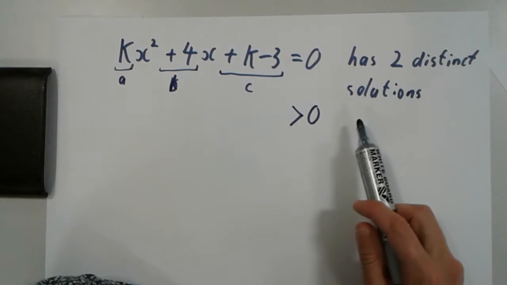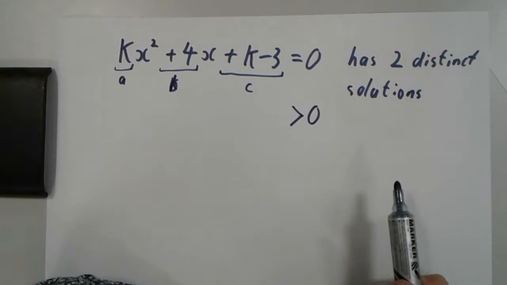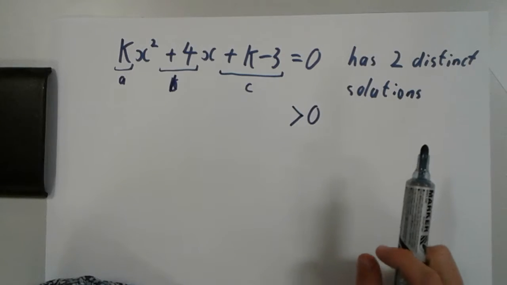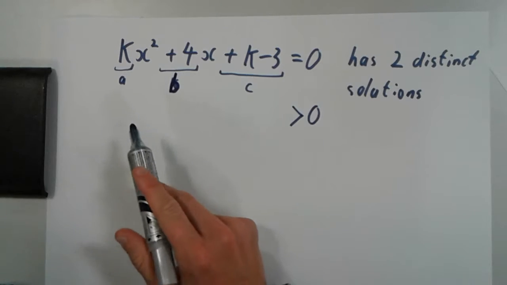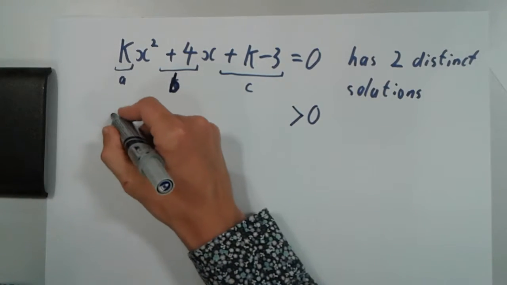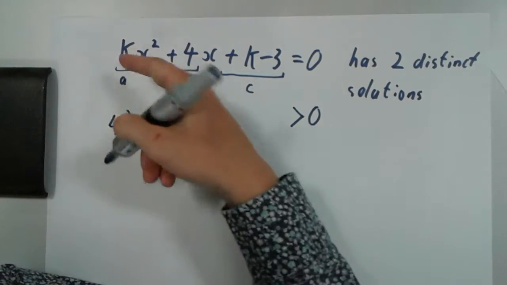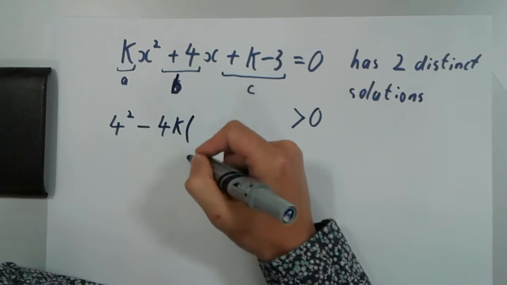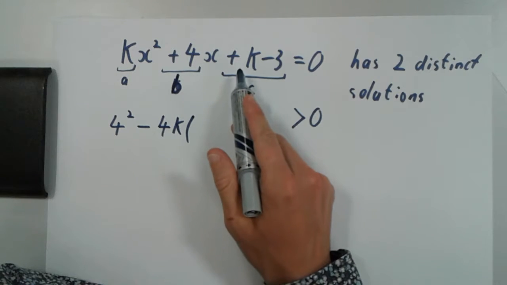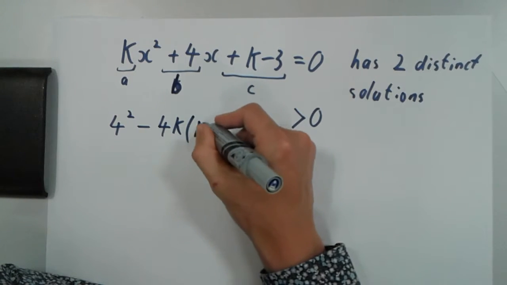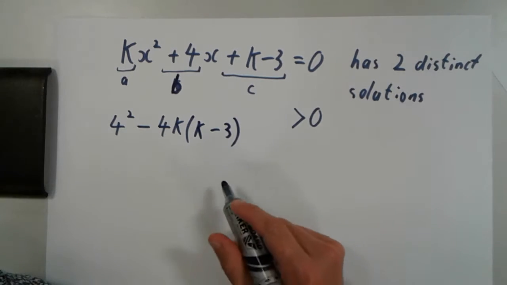Remember, if it equals 0, our equation has repeated roots, or one solution, and if it's less than 0, then our quadratic would have no real solutions. Just tidy up that b, sorry. Okay, so if we plug in our discriminant here, we're going to get 4 squared minus 4a, which in this case is k, c. c is all of this last term here, the plus k minus 3. And that is greater than 0.